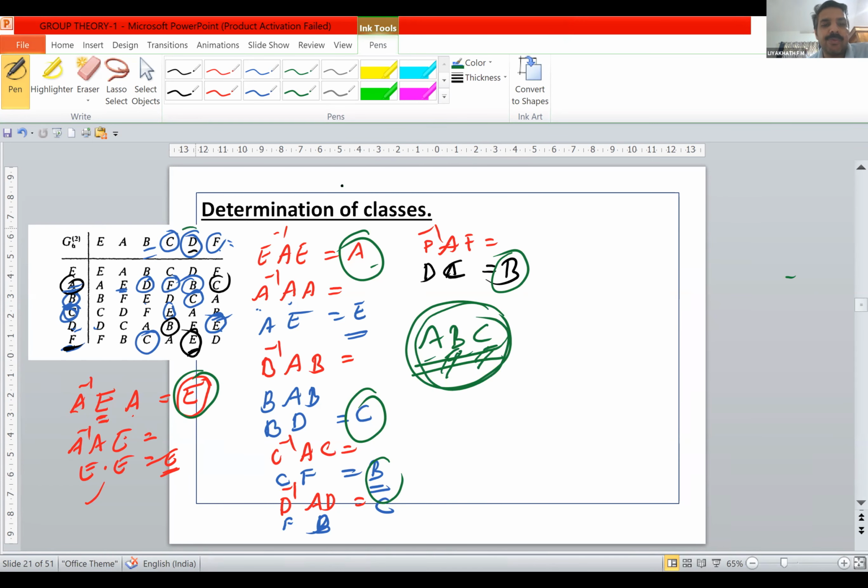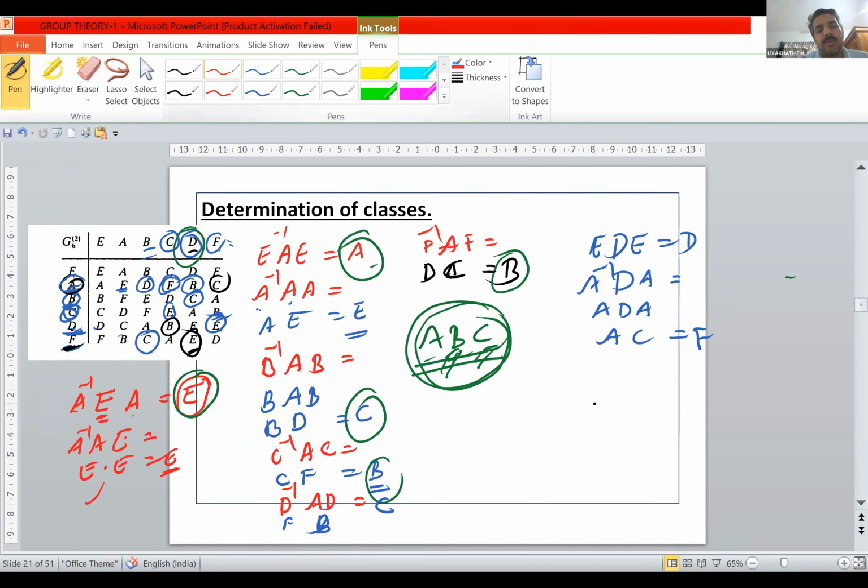Next, look at D and F. Take D, left multiplied with E, right multiplied with E inverse, that is E, we get D. Next, D, A inverse. What is A inverse? A inverse is equal to A itself. So ADA, and what is DA? From the multiplication table, we can say DA is equal to C. So it is AC, and AC is equal to F.